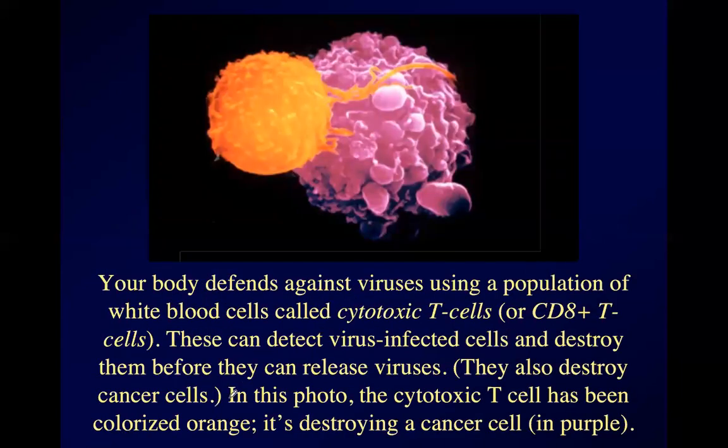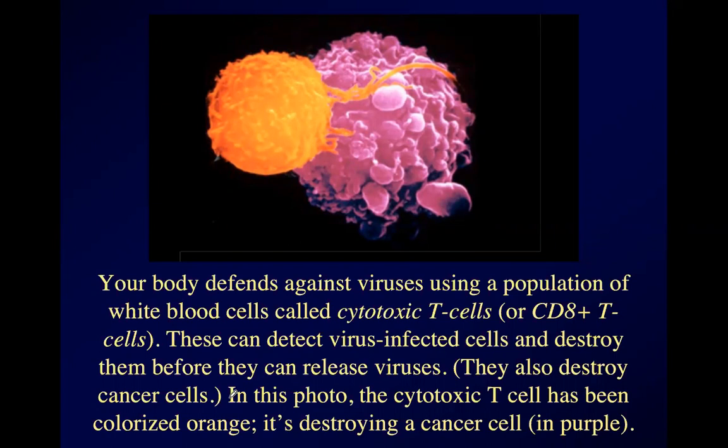Here's why HIV is bad for you. You defend against viruses using a population of white blood cells. Almost all of the cells in your blood are just oxygen carriers. They're your red blood cells. But you have white blood cells in your bloodstream that can leave your blood and patrol your entire body and chase down and kill invading bacteria.